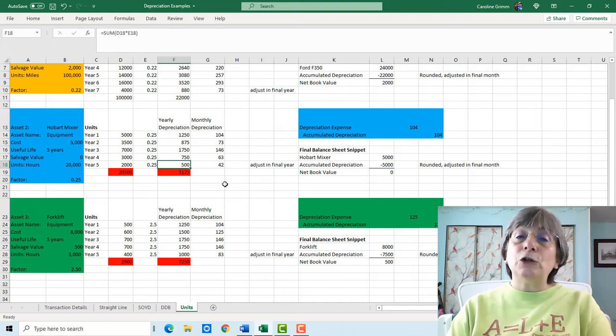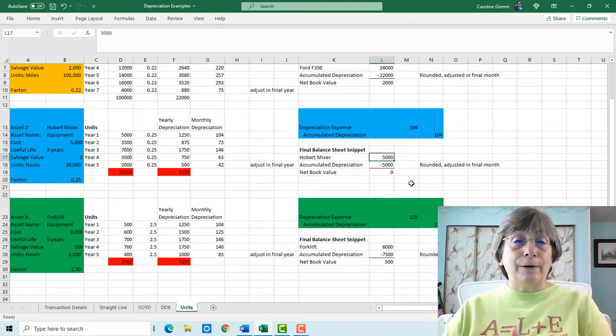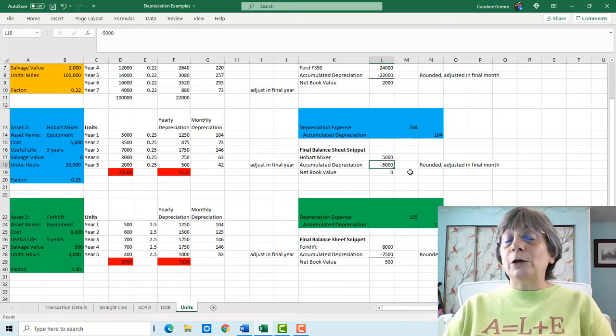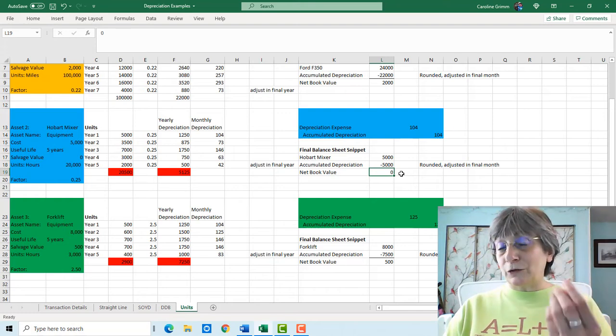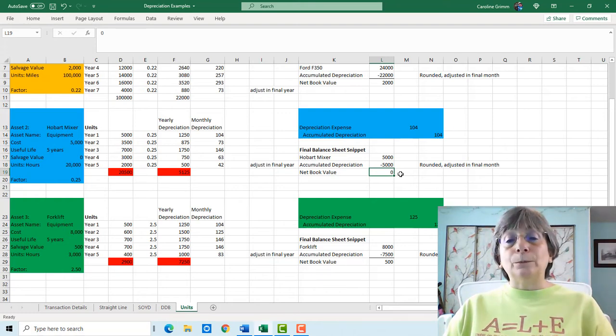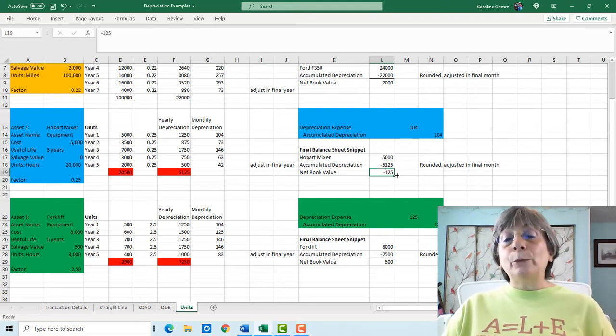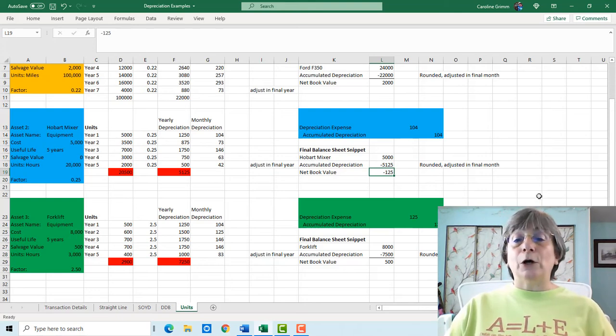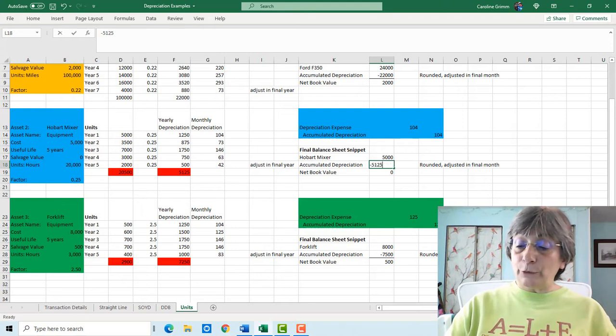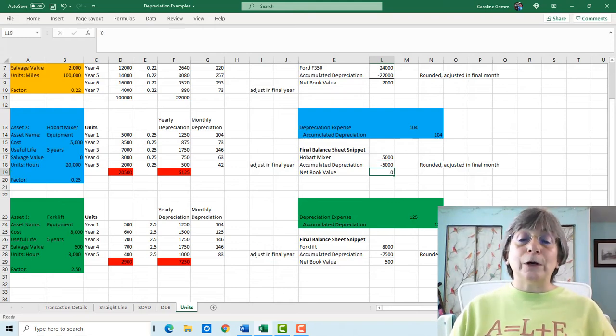So that will change our depreciation for the year, because what we want to end up with is our cost of $5,000, our accumulated depreciation of $5,000, our net book value, which represents the salvage value, of 0. If we had subtracted 5,125 here, that means we would end up with a net book value of negative $125, which is not where we want to be. So we want to be at $5,000 for our accumulated depreciation.